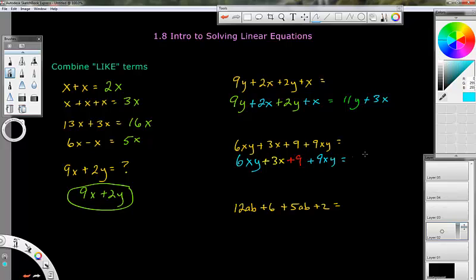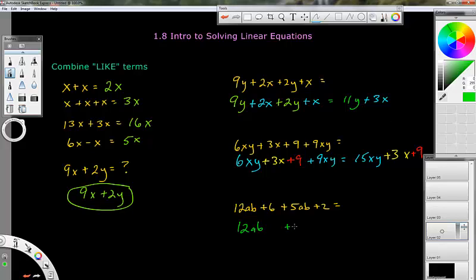So here's how you write something like this. 6xy's plus 9xy's would be 15xy. And then we have plus 3x plus 9. And I think when you see that with color, it makes it so much easier to look at. 15xy plus 3x plus 9. Let's carry that on here.